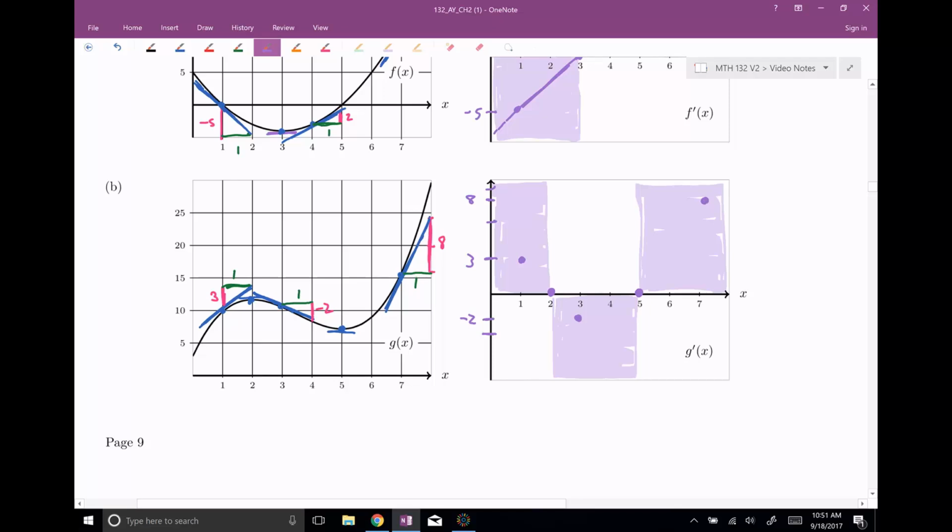And then finally, if you want to sketch this, we connect the points. So let's go ahead and connect these points. A nice smooth curve here. So maybe something like that would be our graph of the derivative.